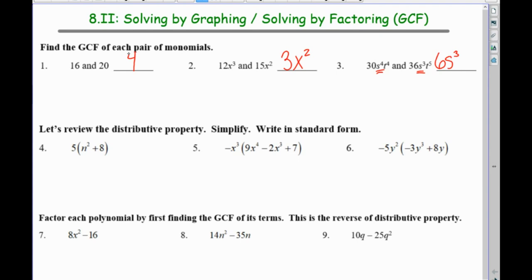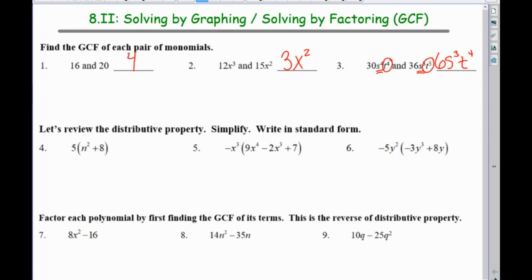Okay, now look at the t's. This guy has 4, this guy has 5. So how many can I ask where they could both contribute? 4. If I ask for any higher than that, then t to the 4th doesn't have it. So you just look for your smallest exponent.